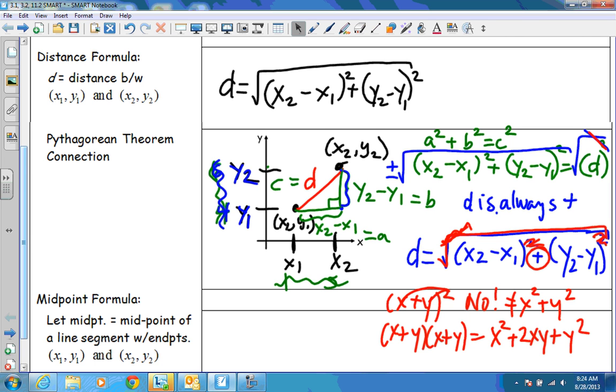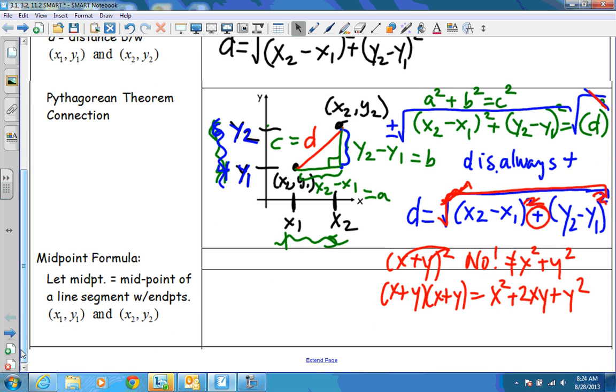Okay. Midpoint formula. If you're going to find the midpoint, first off, this is going to be a point. Okay? So a point is x comma y. You're going to average the x's and average the y's. That's all you do for midpoint. You take the average of both of those.